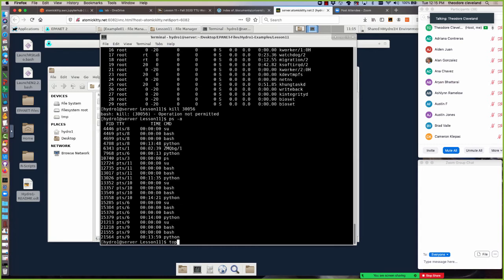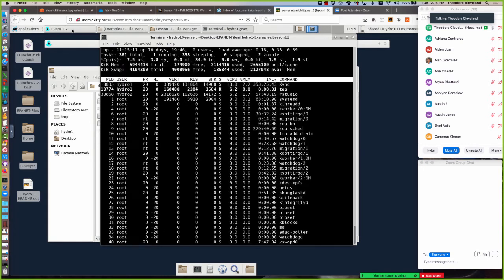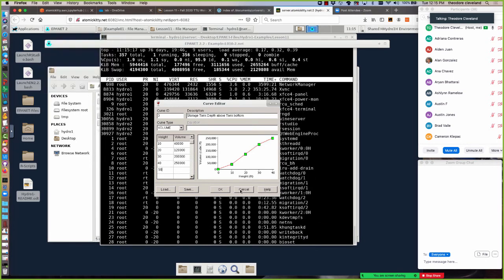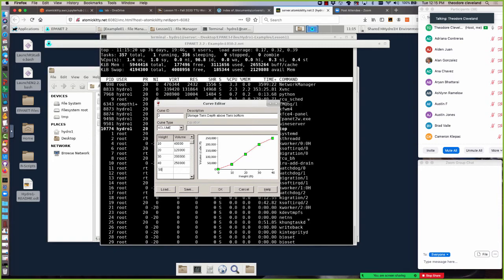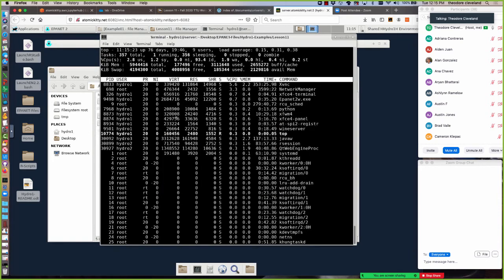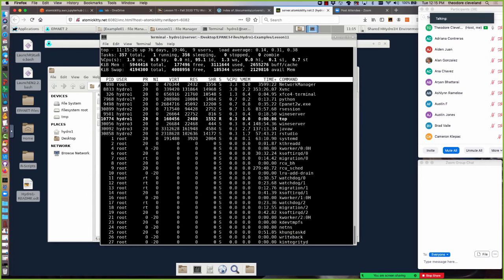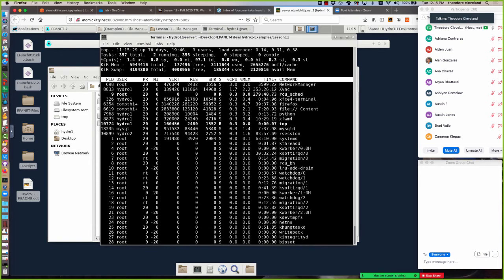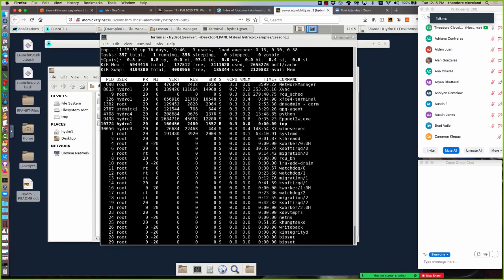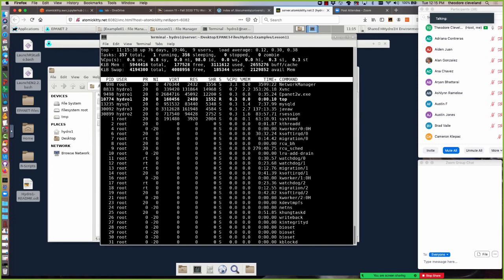Trying to regain control of my computer. GWE 94 something. 9498.